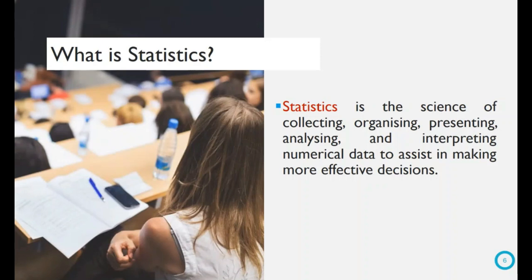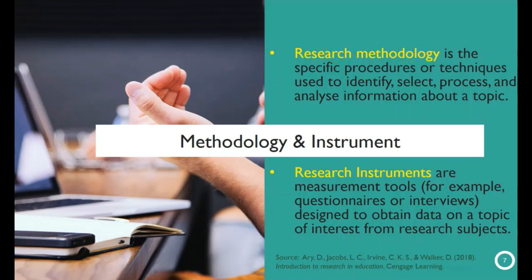Let's start with statistics. So what is statistics? Statistics is the science of collecting, organizing, presenting, analyzing, and interpreting numerical data to assist in making more effective decisions. So the interpretation of data is designed to help people make sense of numerical data that has been collected, analyzed, and presented. Okay, so this is the definition of statistics. All right, so next is methodology and instrument.